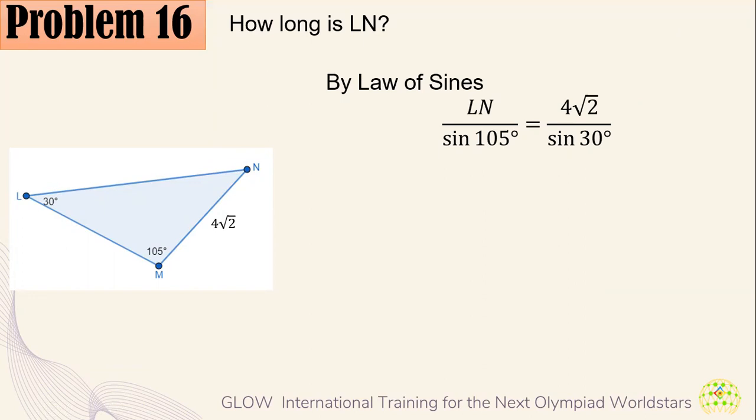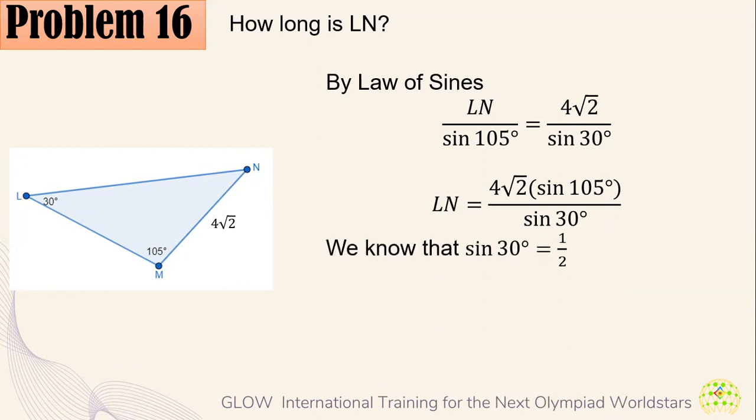And to solve for LN, we will multiply both sides by sine 105 degrees, and LN is equal to 4 square root of 2 times the sine of 105 degrees all over sine 30 degrees. If you are familiar now, I hope you are familiar, sine 30 degrees is 1/2.